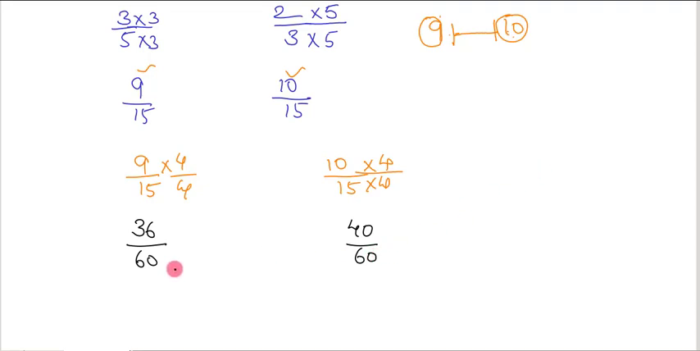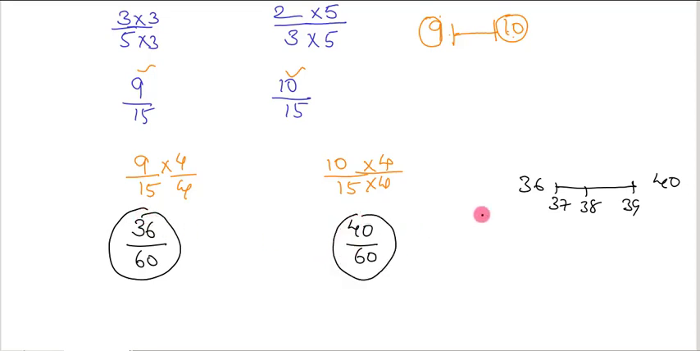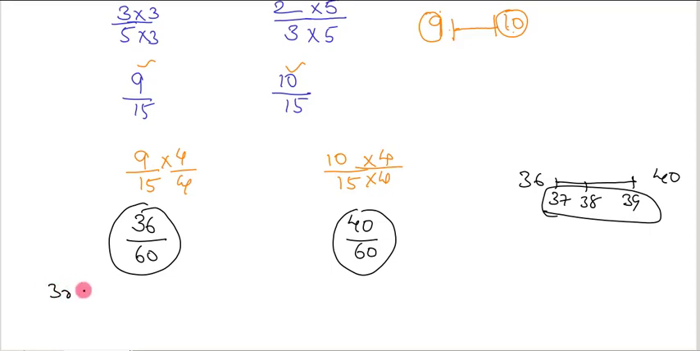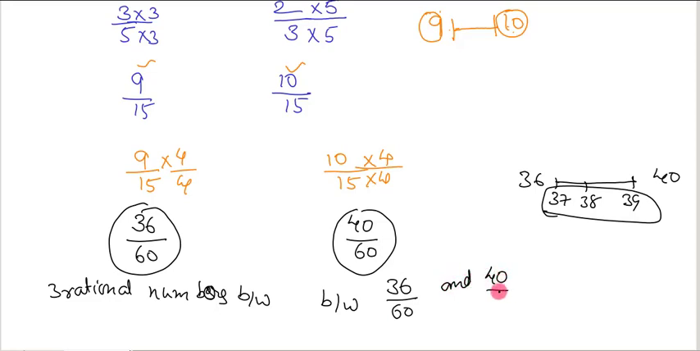Now if you observe the numerators, 36 and 40, what are the natural numbers which lie between 36 and 40? 37, 38, 39. These are the three natural numbers which lie between them. So if you want to write three rational numbers between 36 by 60 and 40 by 60, we can write these three numbers with the denominator 60. So three rational numbers between 36 by 60 and 40 by 60 are 37 by 60, 38 by 60 and 39 by 60. Okay, this is how to solve this problem by using method 1.